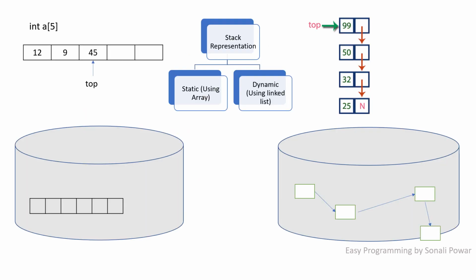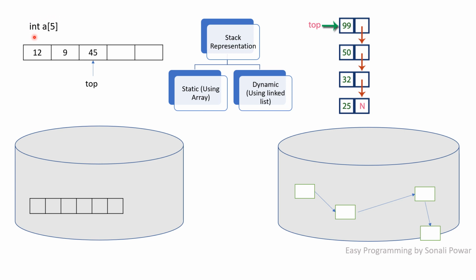Now let's talk about the stack representation. We can represent the stack using the static method and also using the dynamic method. For the static representation, we will use the array, and for dynamic, we will use the linked list. First, let's talk about the static representation. In the static representation, we cannot increase or decrease the size at runtime. So this is the drawback of the static representation.